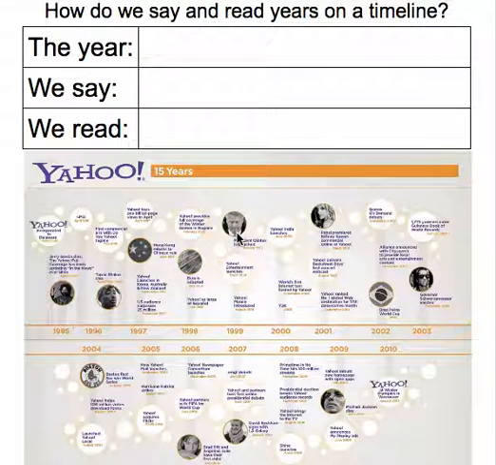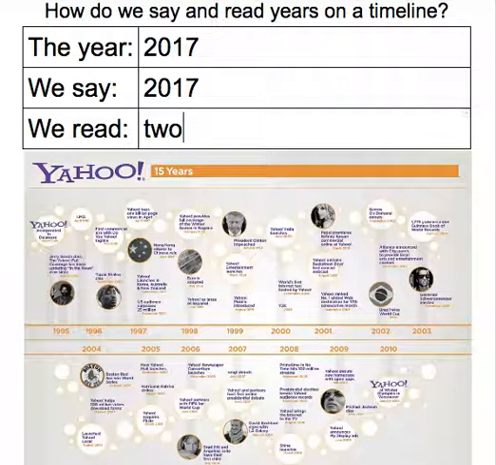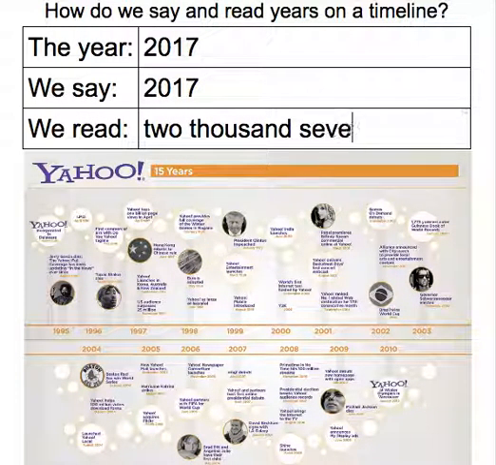Good morning, guys. I'm here to help you answer the question, how do we say and read years on a timeline? I'm going to start with a year that you're very familiar with. I'm going to write it here where it says the year. How do we say this year? That's right. We say it just like it looks. 2017. Okay, we read this like this. 2017.